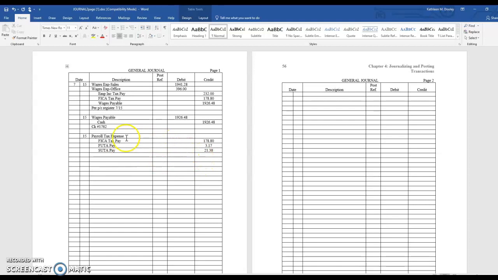Okay, so now we need to say, well, how much goes in this debit into payroll tax expense? So we're going to add all of our credits, $178.80 and $317 and $21.30.